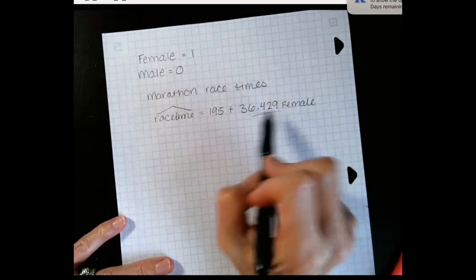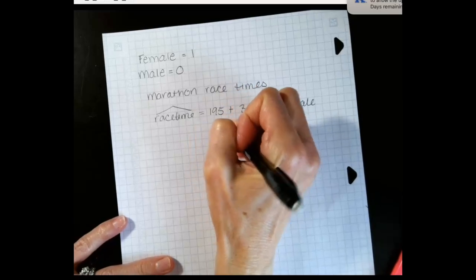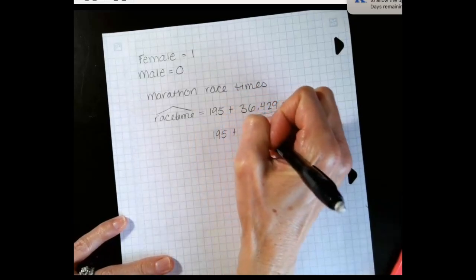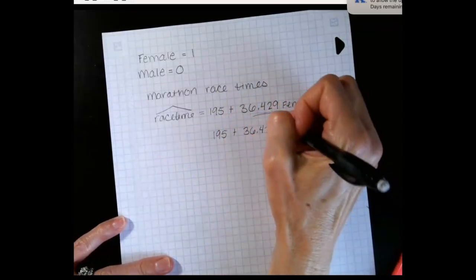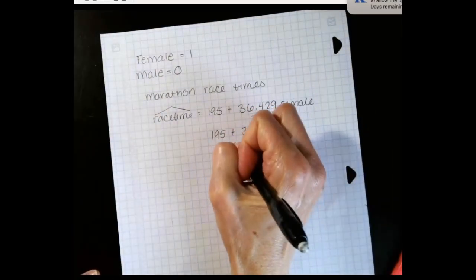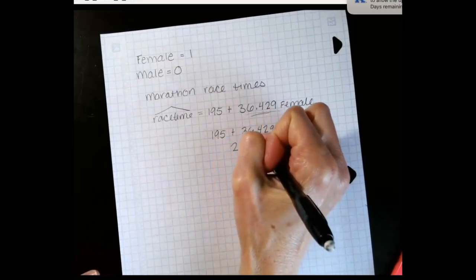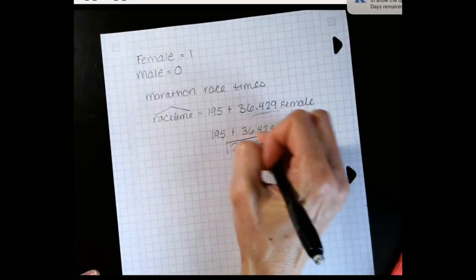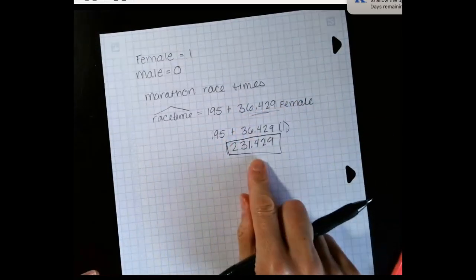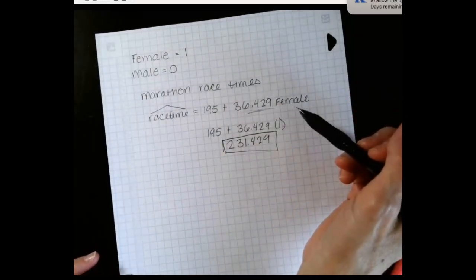So if we are going to put this into an equation, we would have 195 plus 36.429 times 1. So let's go ahead and multiply that out. So when we work that out, it would be 231.429, and this is in minutes. So that's how many minutes it would take on average a female to finish this marathon.